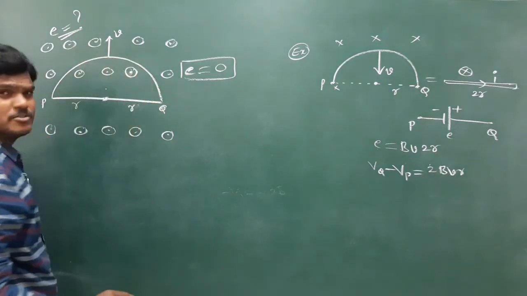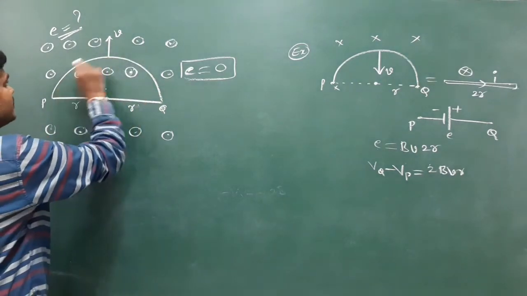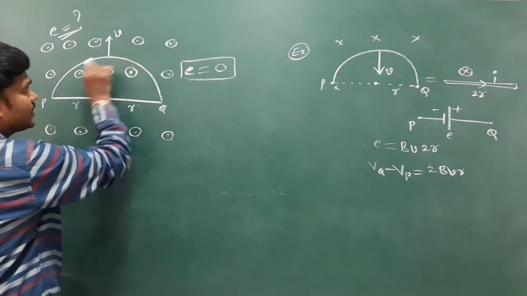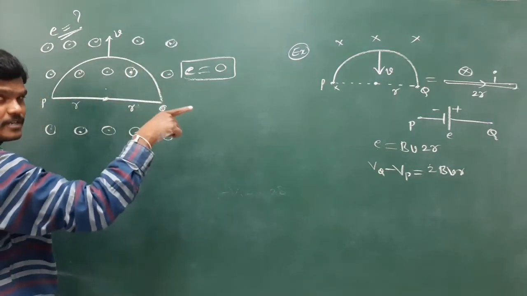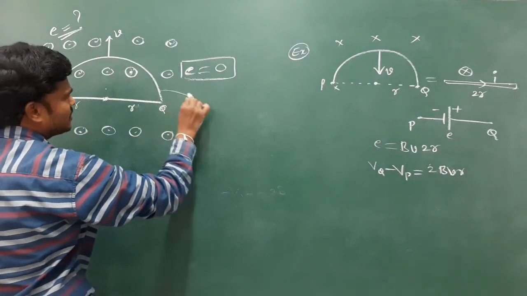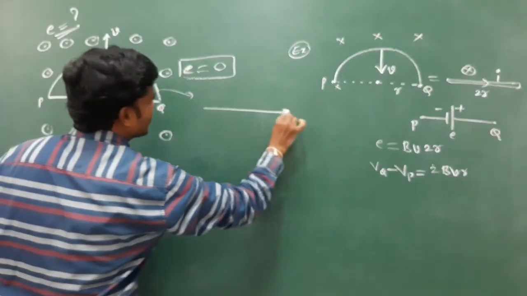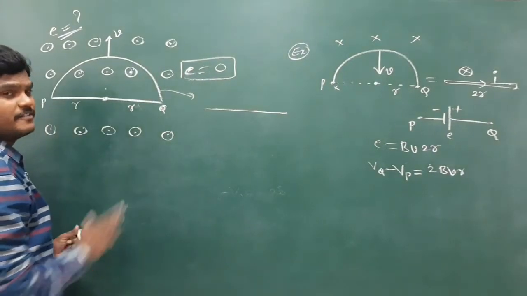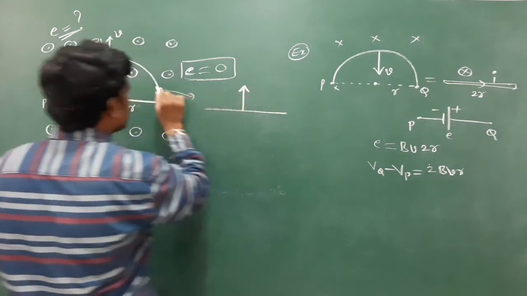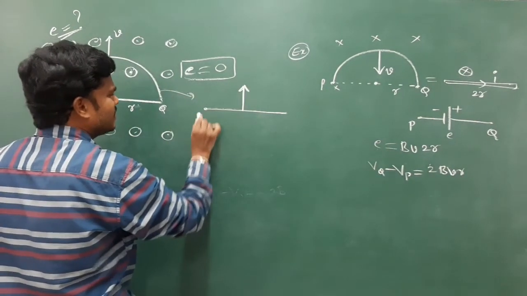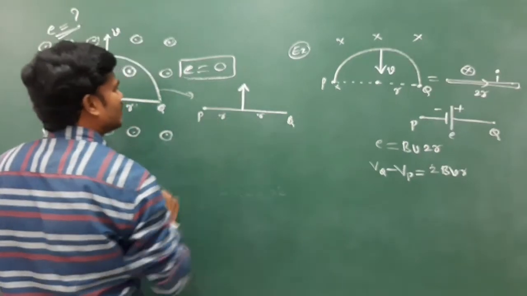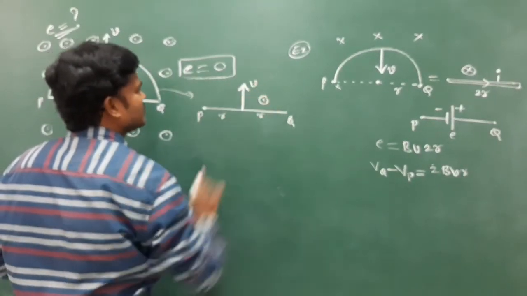The above wire, P and this semicircular wire, will be replaced by a straight wire. So coming to the above one, this one is going to be replaced by one straight wire. The field is outward, moving up. I am drawing this one. This is P, the length is the same, Q, the length is very clear, 2R, moving up, field is out.